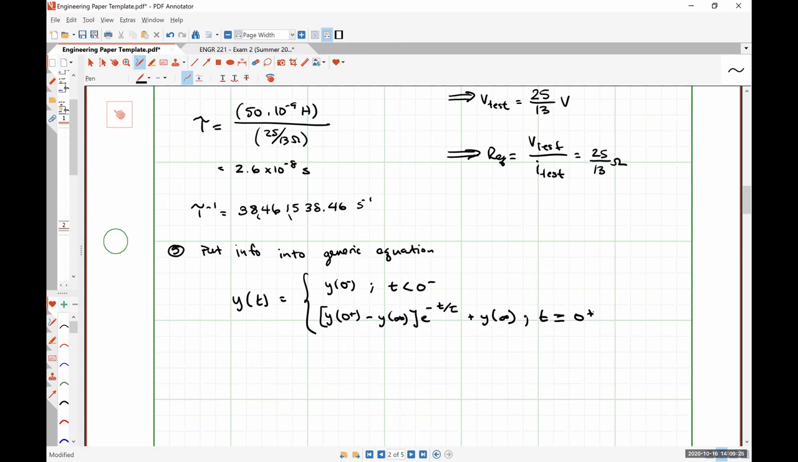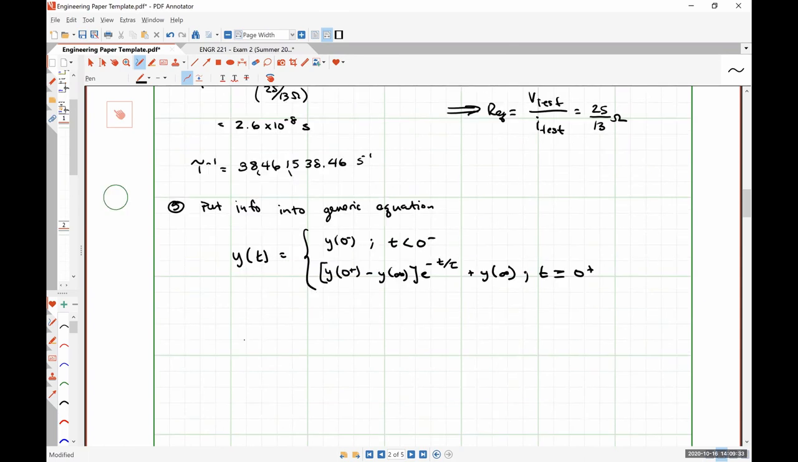And I'm going to explain why we have to make that change to our generic equation by intentionally making a mistake in just a second. Okay. So let's look at our inductor current, IL, as a function of time. What was the value of the inductor current at t is equal to zero minus? Zero, right? So we just had 0 amps.